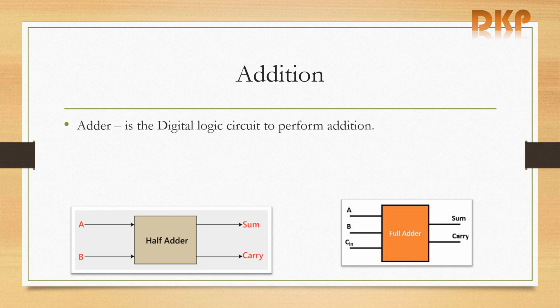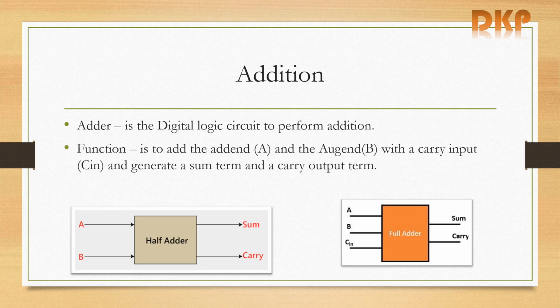The addition is performed by a digital logic circuit called adder. So what is the function of the adder? The function of the adder is to add the addend and the augend with a carry input and generate a sum term and a carry output term. So you can see two block diagrams here. This is the block diagram for a half adder and this is the block diagram of a full adder.